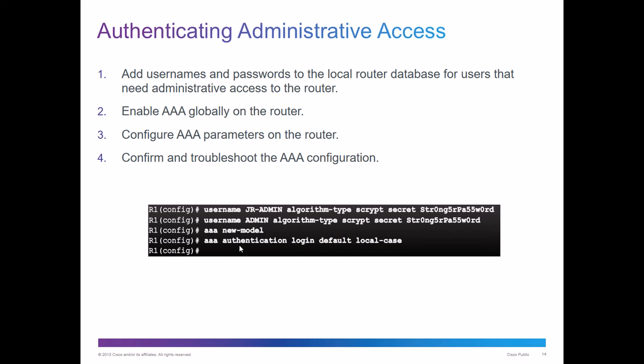So AAA authentication login allows login for the three ports, and the default means for all three ports: console, auxiliary, and telnet. Local case means that you have to type in the username and the password, whether they are in capital or lowercase letters, so they are case sensitive. All right, that's all that this says.